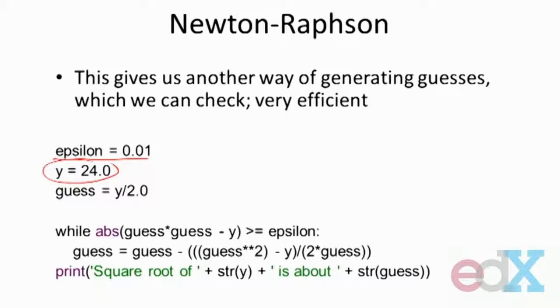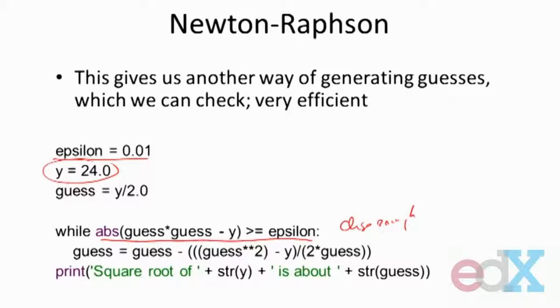And look at the code. Very crisp, very clean, very efficient. It basically says, check to see, am I close enough? Is the difference between the guess squared and y less than or equal to epsilon? If it's bigger than that, I'm not close enough.